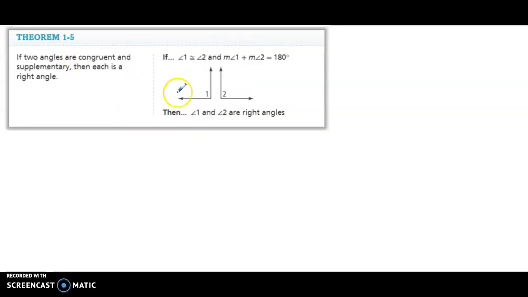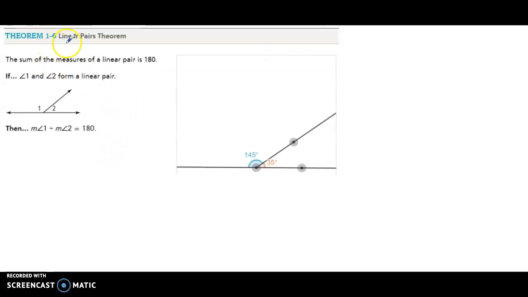The next one doesn't really have a fancy name, at least the one that I know of. It says that if two angles are congruent and they're supplementary, then each one is a right angle. So in other words, if I showed you these two angles and I said, hey, these have the same measure, they're congruent. Oh, and by the way, they also add up to 180, they're supplementary. Well, then you know the only way that can happen, for them to both be the same and add up to 180, is if it's a 90 plus a 90 situation, meaning that they would both be right angles. That's Theorem 1-5. And lastly, in Theorem 1-6, we have something called the linear pairs theorem.